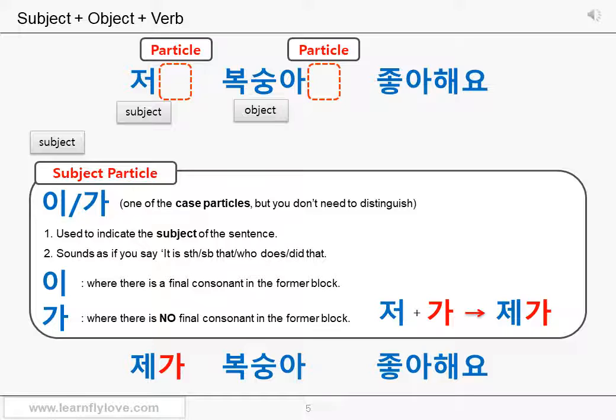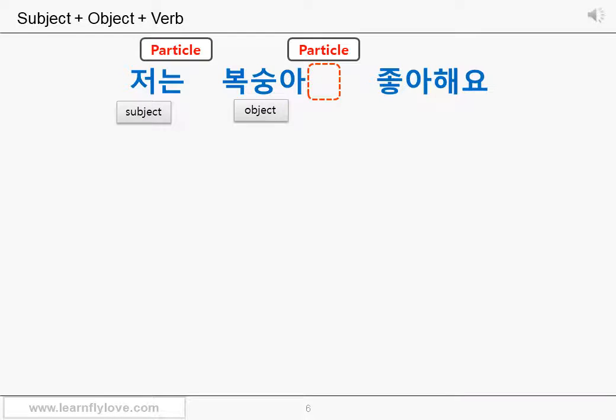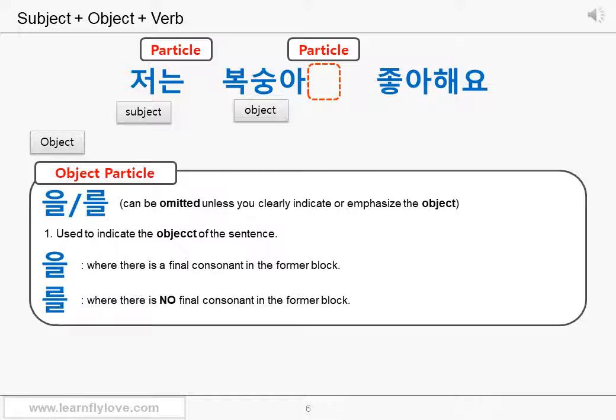제가 복숭아를 좋아해요 sounds more like it is me who likes peaches. Okay? See the difference? Great. Now let's learn what particle you can add to the object of a sentence. It's either 을 or 를, and it's called an object particle. Yes, this particle has only one usage. It is used to indicate the object of the sentence.